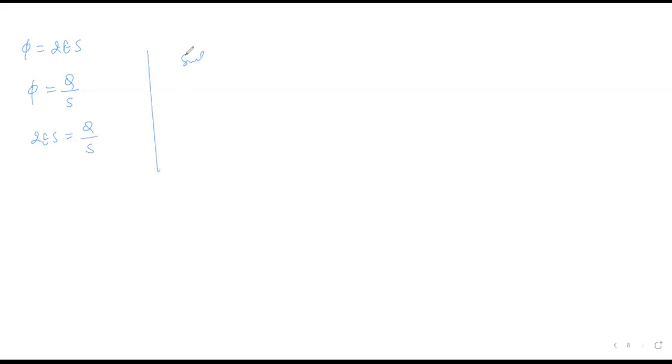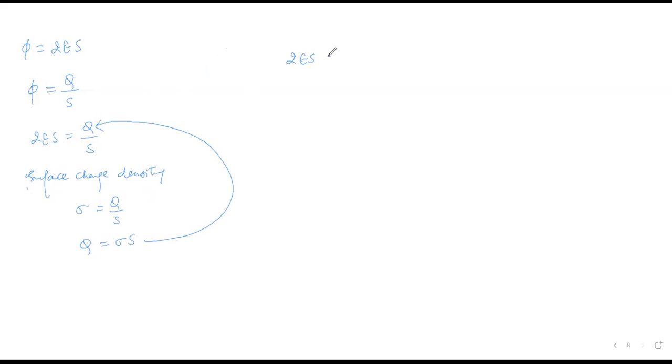And we already know the surface charge density, which is denoted by sigma, Q over S, or we can also write Q is equal to sigma into S. If we place this value of Q at this position, you get 2ES is equal to sigma S over S. S is cancelled with S. You got E is equal to sigma over 2S.